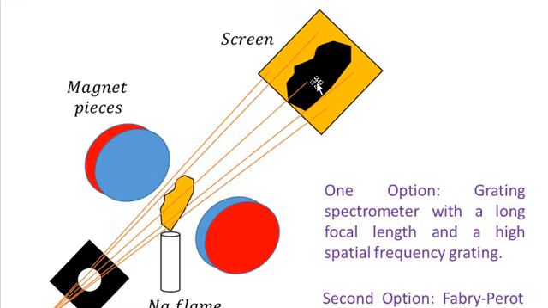And now the sodium atoms in the sodium flame are not in resonance with the light from the sodium vapor. So that light from the sodium vapor is not absorbed by the sodium flame, and the sodium flame will behave as a transparent region. So the light from the sodium vapor will reach the screen and will illuminate the screen with a complete yellow illumination. So this is the Zeeman effect.